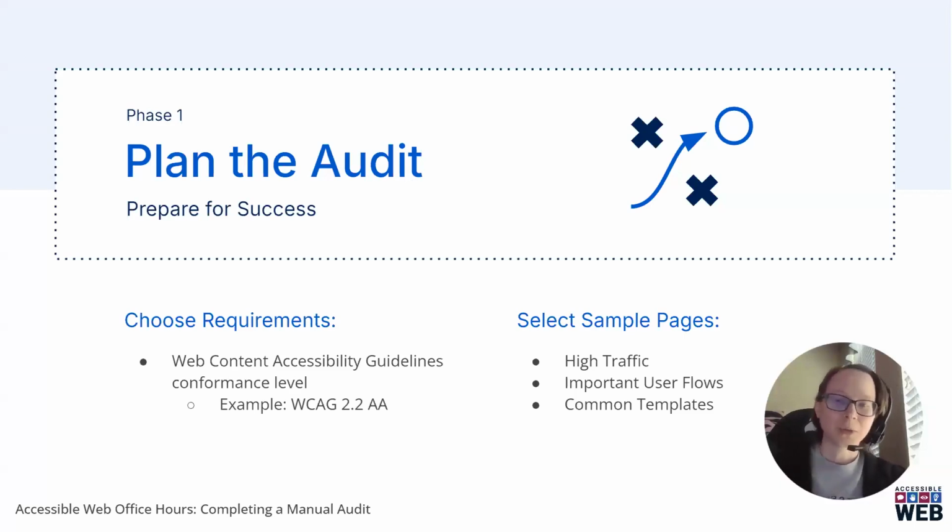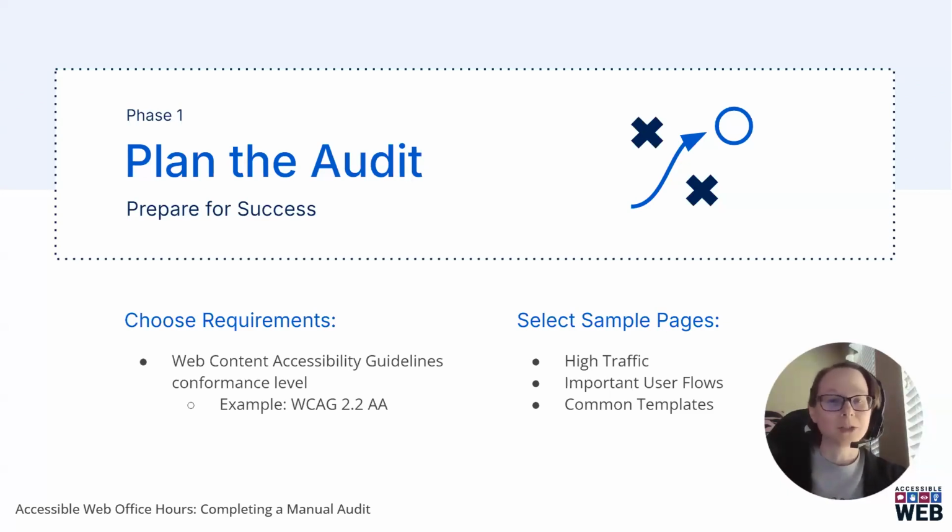Most websites are so large that completing an audit of every page may not be feasible. When that's the case, you can be more efficient by selecting a representative sample of pages to discover the types of issues that are present on the site overall, and then your team can work on addressing those issues more globally. There are a few common strategies for selecting sample pages.